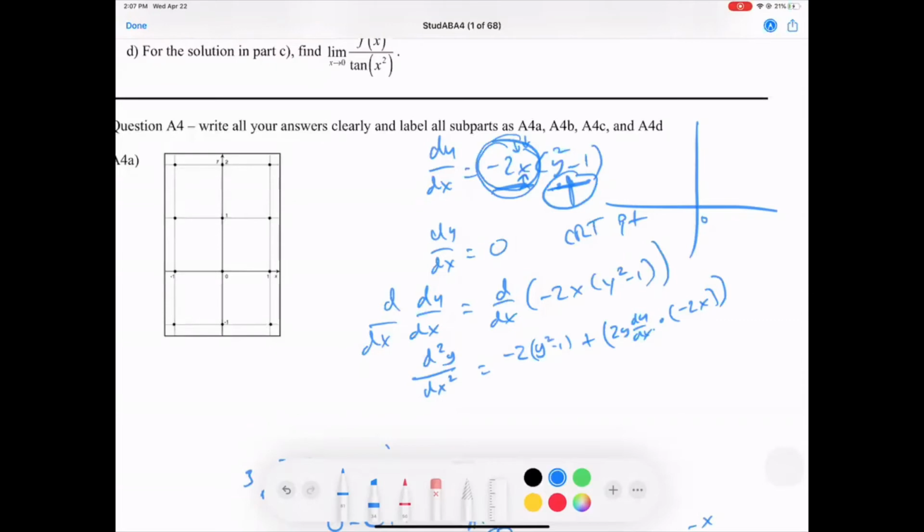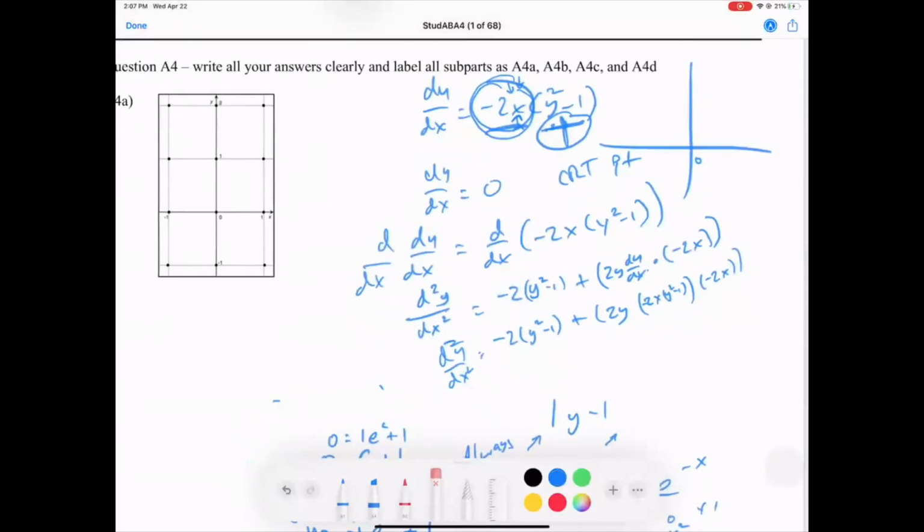Okay. So one cool thing that we do is we go ahead and plug in our derivative. So we can say -2 times (y squared minus 1) plus 2y times (-2x times (y squared minus 1)) times -2x. Kind of a big mess. So is d squared y over dx squared going to be greater than 0 or less than 0 at 0?